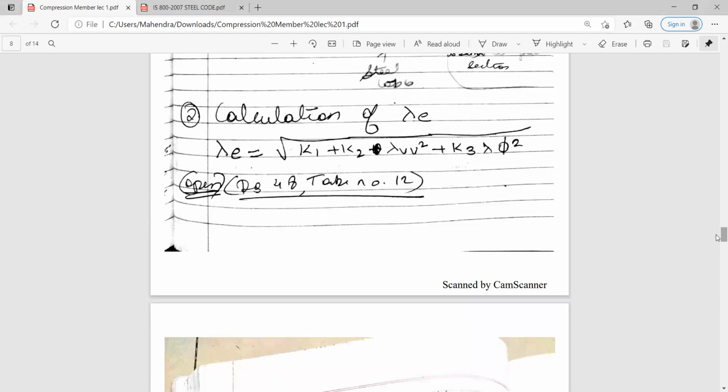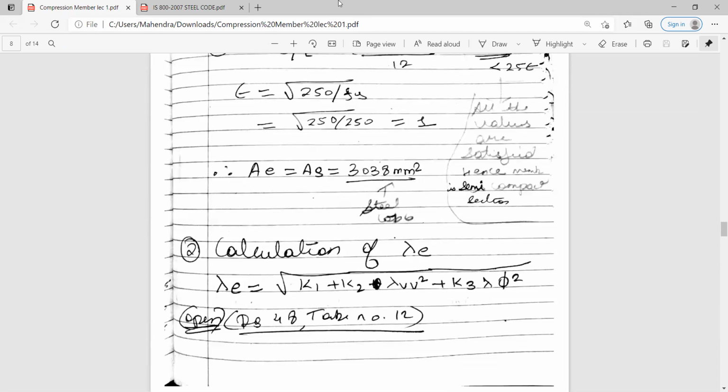Now you need to calculate lambda I. Lambda is nothing but the slenderness ratio. Again, when I explained the formulas, I told you where lambda is situated in your IS 800 2007. It is on page number 48. The formula to calculate lambda I is under root of k1 plus k2 into lambda VV square plus k3 into lambda phi square. So just note down this formula and after completing let me know.